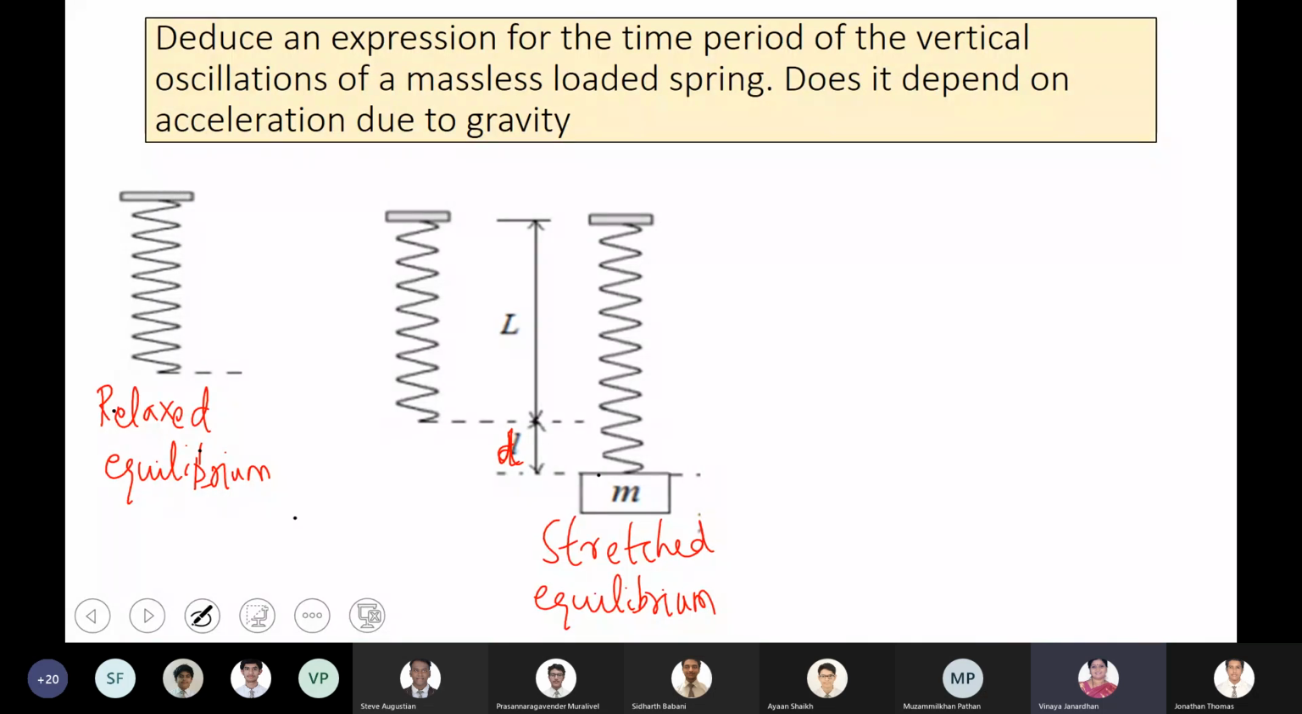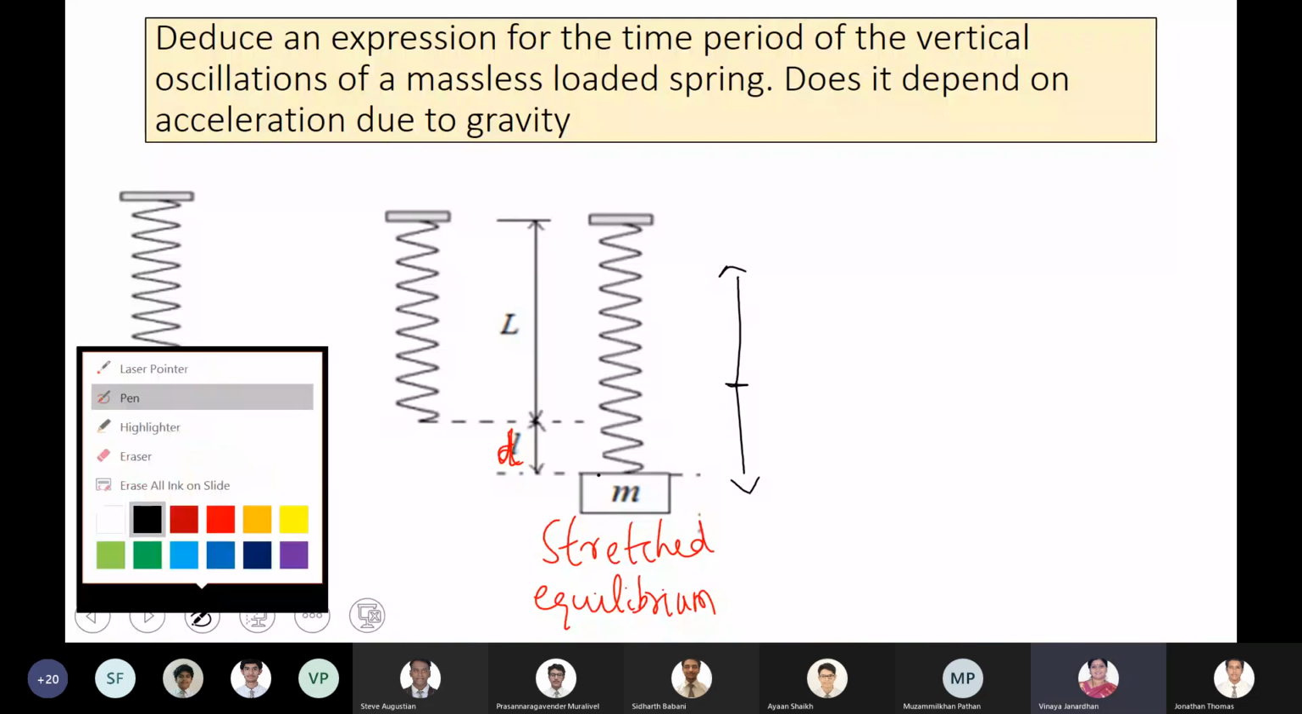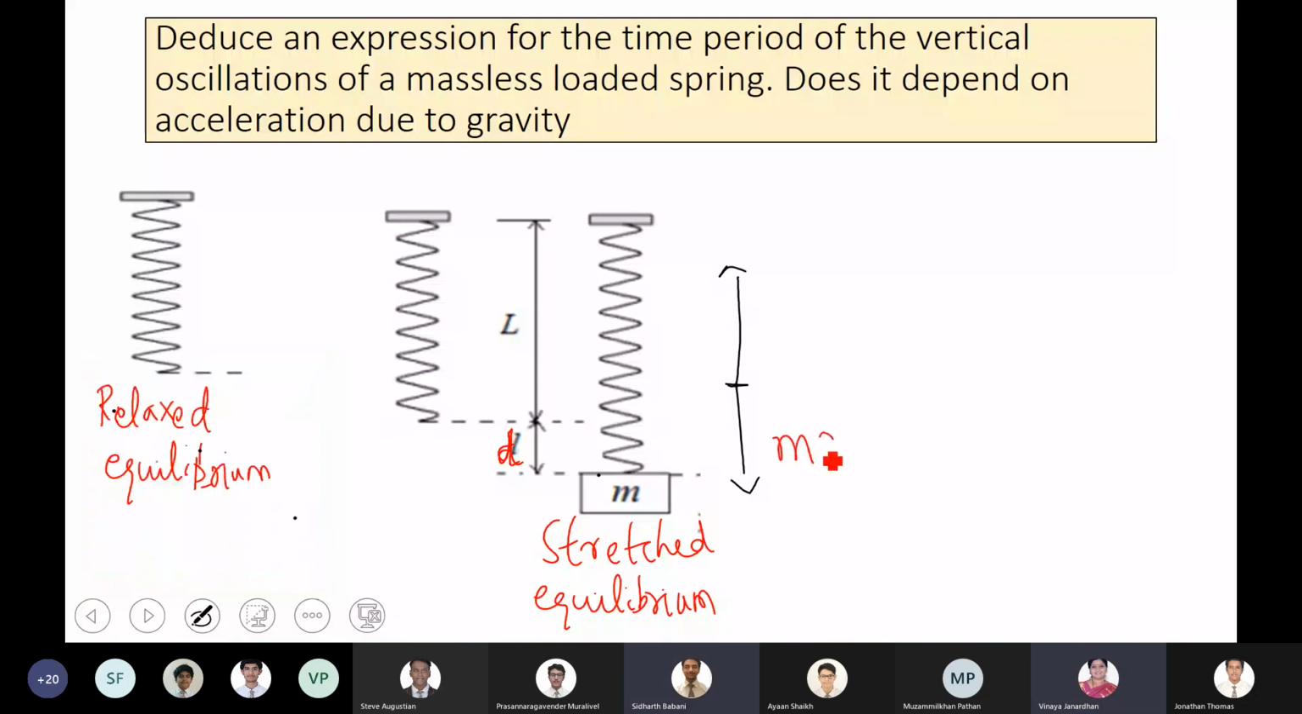Now, since it is at equilibrium, the total force acting in the upward direction must be equal to the total force acting in the downward direction. So what is the force acting in the downward direction here? Can someone tell me? This is M into G. And what is the force acting in the upward direction? That will be your restoring force, the force which doesn't want the spring to extend.